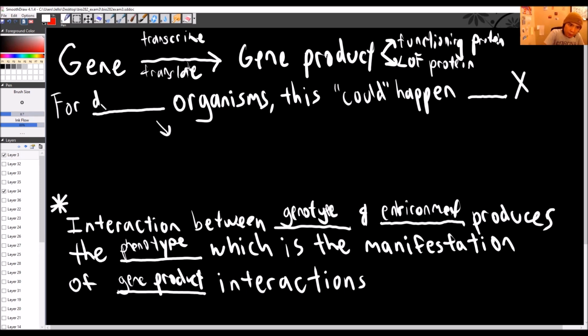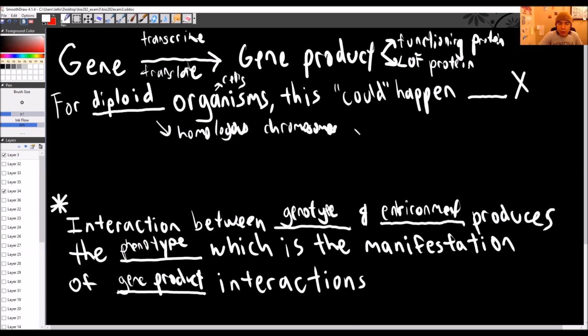So for diploid organisms, that means having two sets of chromosomes, so they have a bunch of homologous chromosomes. That would be the presence of homologous chromosomes. And this should really be cells, not really organisms. Homologous chromosomes, and then that would be two sets of chromosomes. This could happen twice.